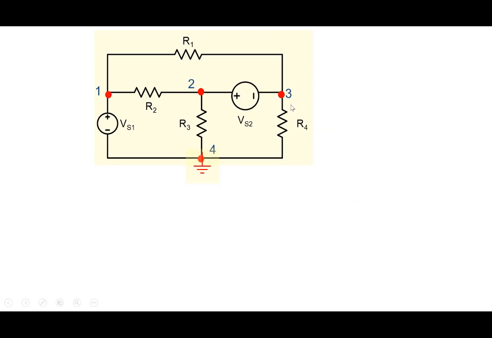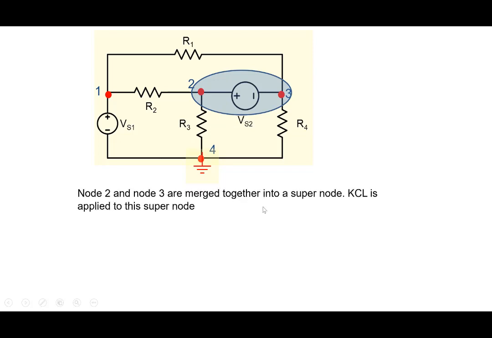So a way out, one of the ways of doing it is, we combine these two nodes here. Node 2 and node 3 were problematic nodes for us. We combine them together into what we call, because it's a combination of two nodes, a super node here. Node 2 and node 3 are merged together into a super node, and KCL is applied to this super node here. So to this combination of 2 and 3, we apply KCL to this surface here.